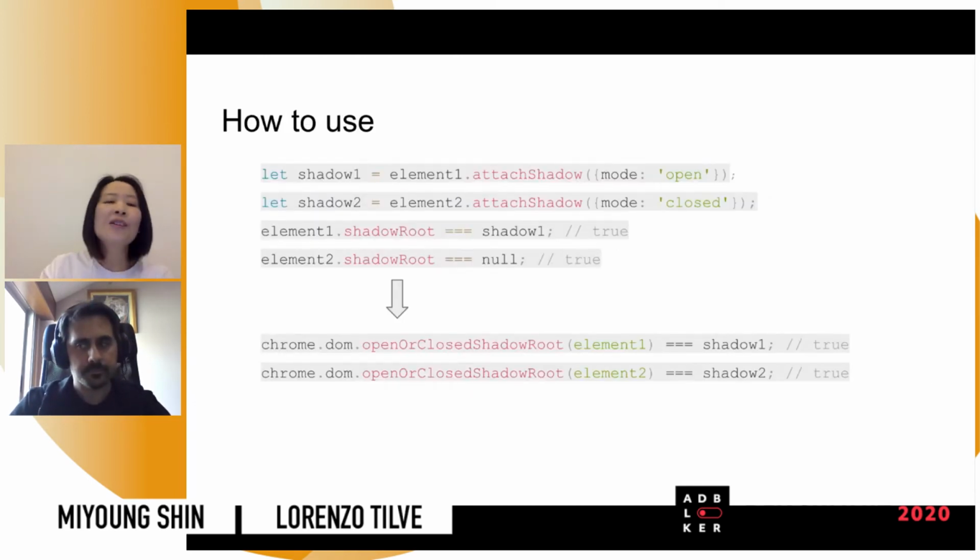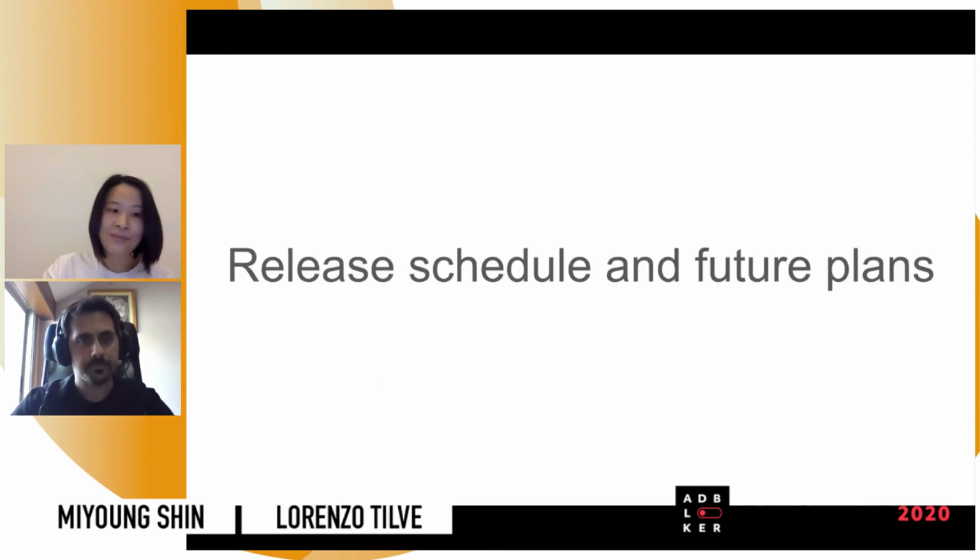Okay, now how can you use this feature? It's very simple. You can get the open or closed shadow root as the return value of the chrome.dom.openOrClosedShadowRoot method with the element parameter. Loren will share the release schedule and future plans.